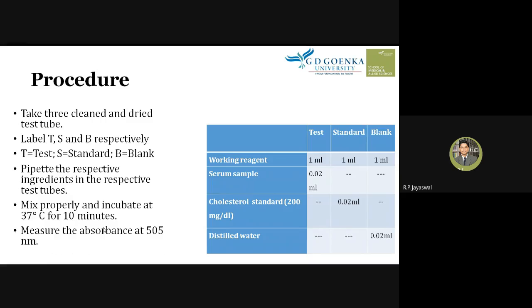After 10 minutes we get an end product, which is a quinoline dye, which has a color, and we can measure the color absorbance at 505 nanometer or 530 nanometer. Now we can calculate the level of serum cholesterol.